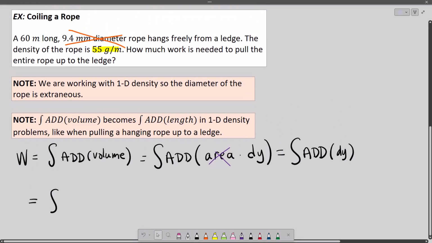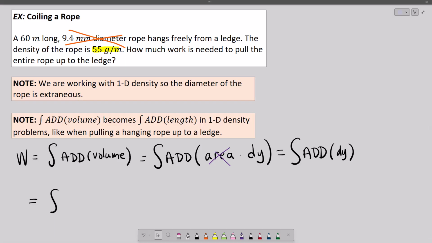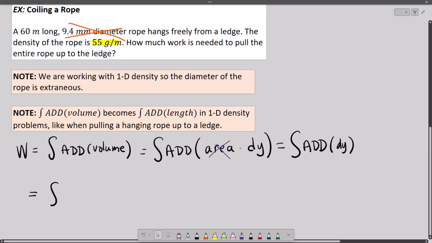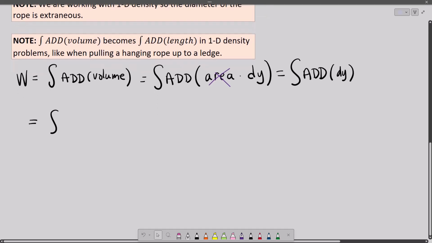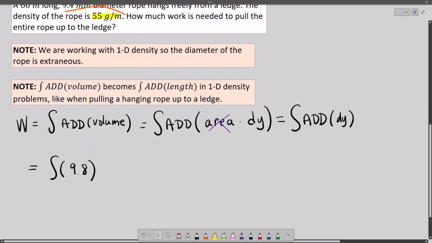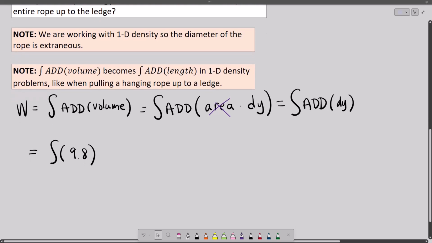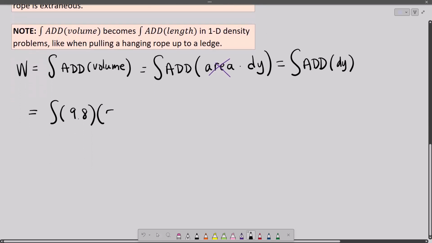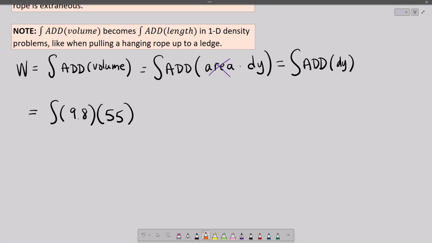So we're told we've got a 60-meter rope, and we know the density. How much work is needed to pull the entire rope up to the ledge that we're sitting on? So acceleration, 9.8. Density, 55. Distance traveled. Let's draw a picture of our rope.